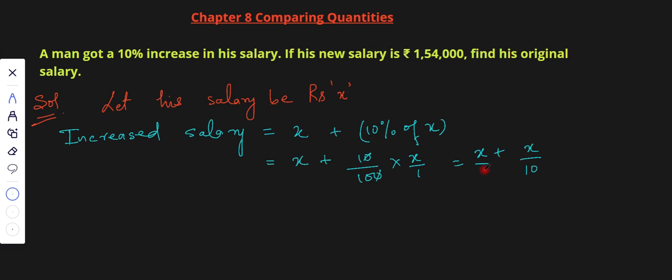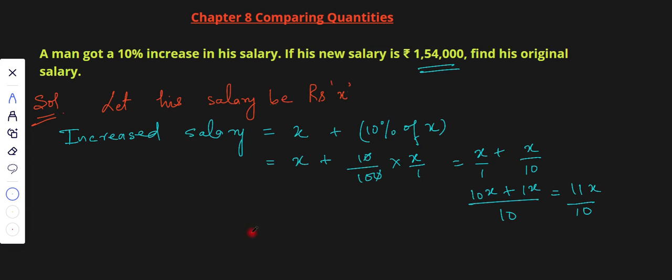Take the LCM of this, you will get 10 here. 1 tens are 10 multiplied by numerator plus 10 ones are 10 multiplied by numerator, so 11x divided by 10. So this is the increased salary of that man. Now if his new salary is 1,54,000, that means the increased salary in rupees is 1,54,000, and in terms of X it is 11x by 10.